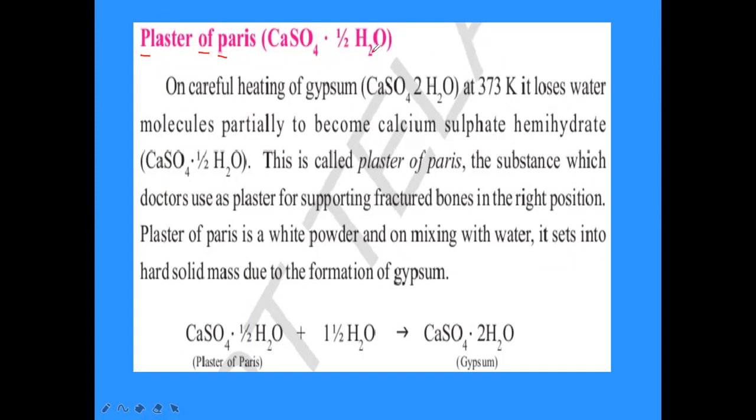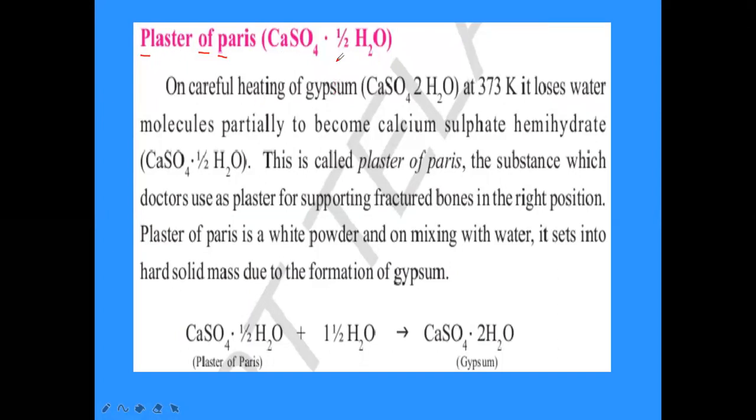CaSO4 half H2O is plaster of Paris. How do we say this half H2O? Calcium sulfate hemihydrate. Hemi means half, like hemisphere, southern hemisphere, northern hemisphere. Hemi means half. So calcium sulfate hemihydrate, calcium sulfate half H2O, is plaster of Paris.